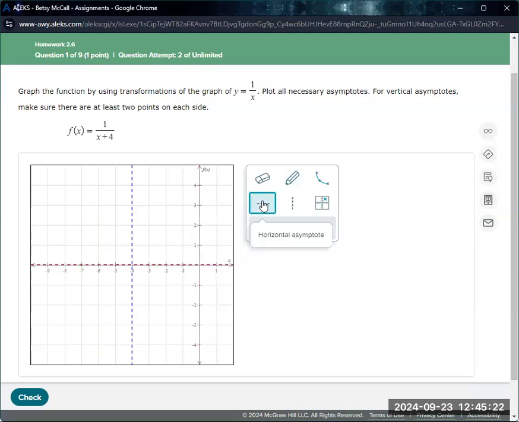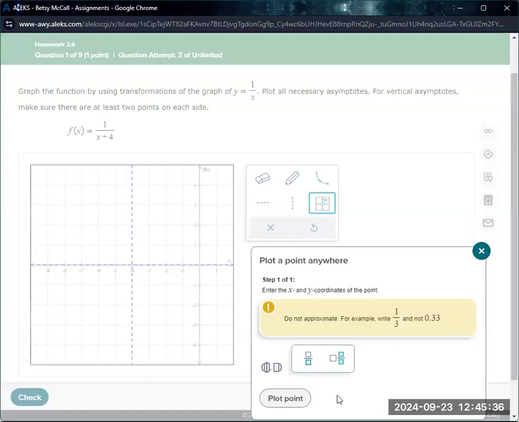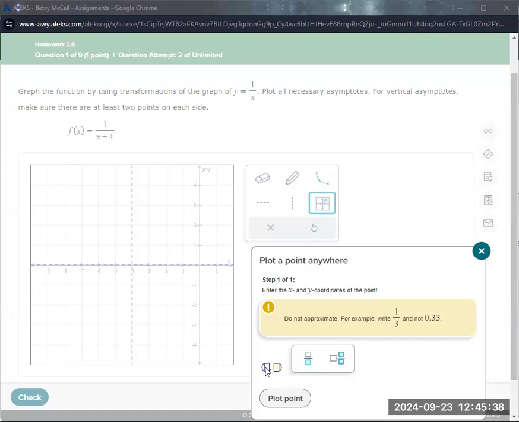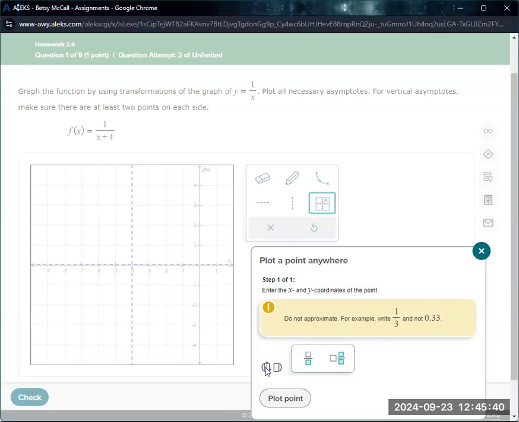The horizontal asymptote is going to occur at 0, since the degree of the denominator is higher than the degree of the numerator. And then we're going to plot some points. If I plot some points, I'm going to start sticking some values of x into my function. So let's start with, let's say, x equals 0. When I plug in 0 for x, I get 1/4 as the value.